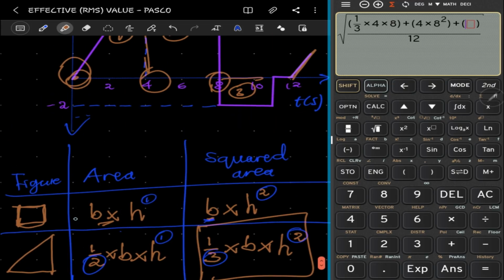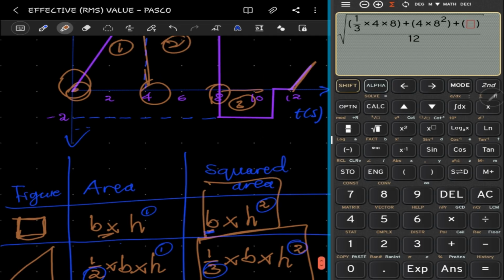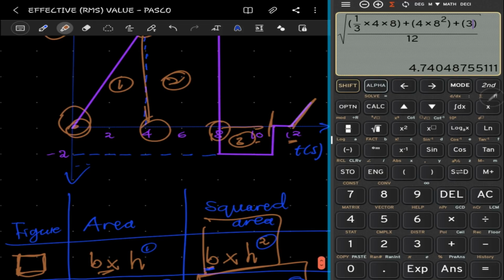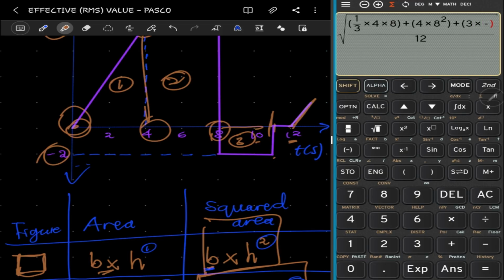Then we go to the third part, which is still kind of a rectangle, so we use the same formula. So the base is what? We know here is 12, here is 10, so the in-between will be 11. So 11 minus 8 gives us 3, and that's the base. The height is from here to here, which is minus 2, so let's put in brackets, minus 2, and we square that.